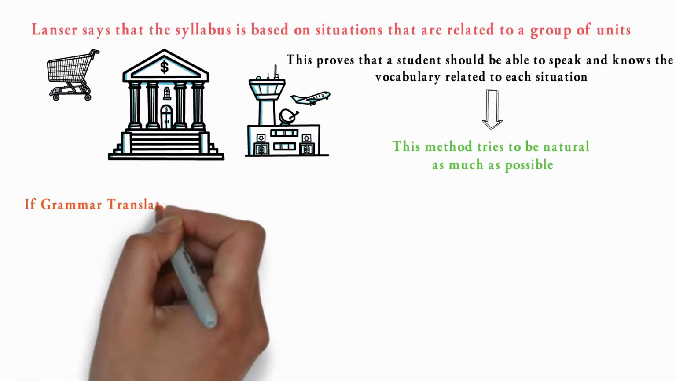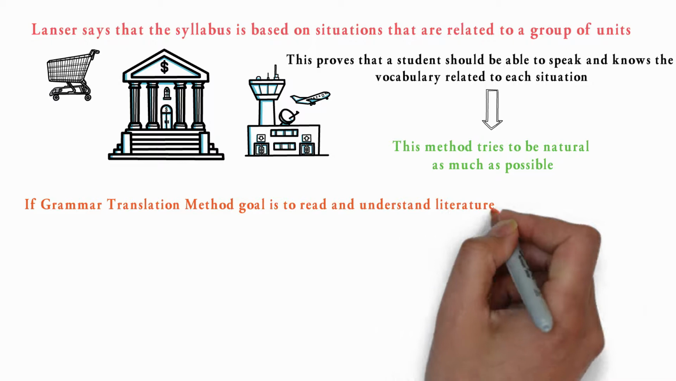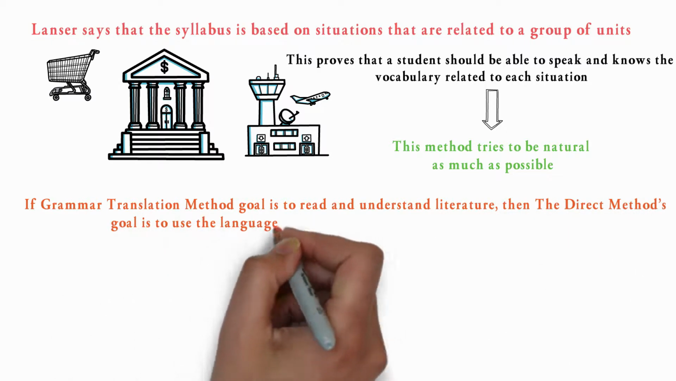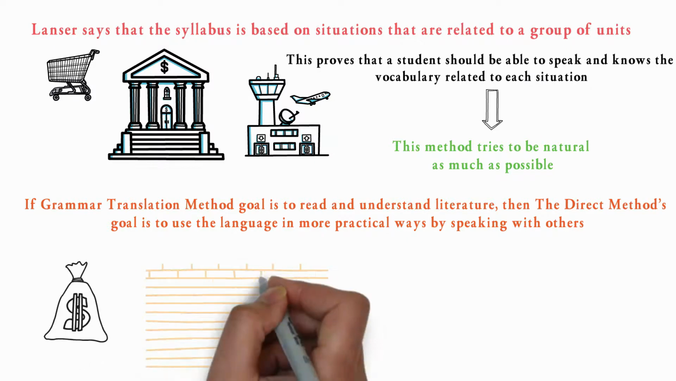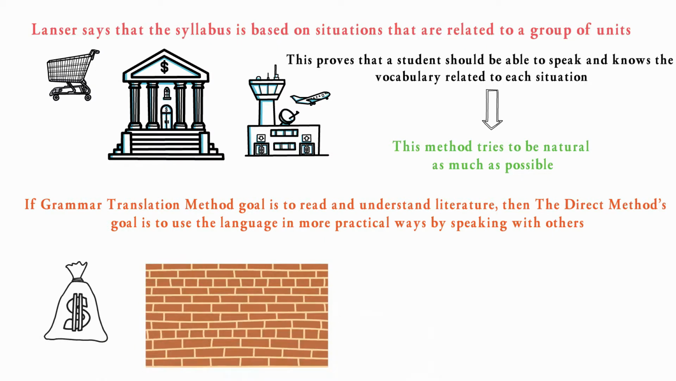If the grammar translation method's goal is to read and understand literature, then the direct method's goal is to use the language in more practical ways. These two methods oppose each other to some extent. The direct method was popular in private schools with paying clients who were motivated to pick up a language. But in public schools, especially secondary ones, it was difficult to adopt this method by virtue of the excessive use of the target language, which could be solved easily if the mother tongue was used.